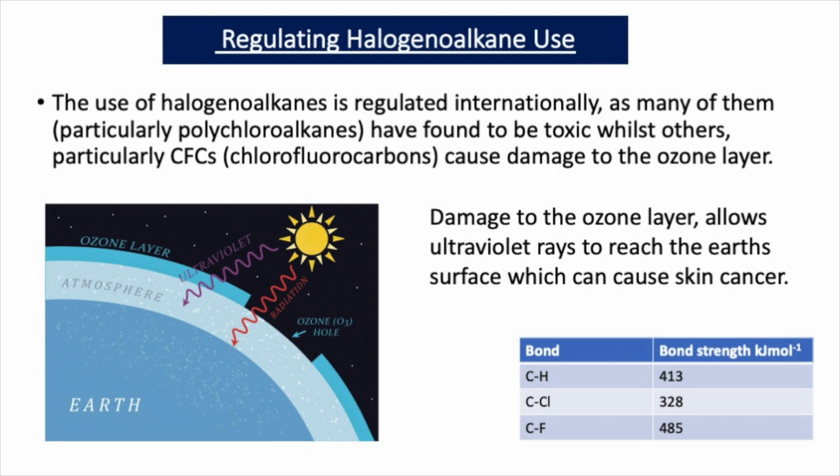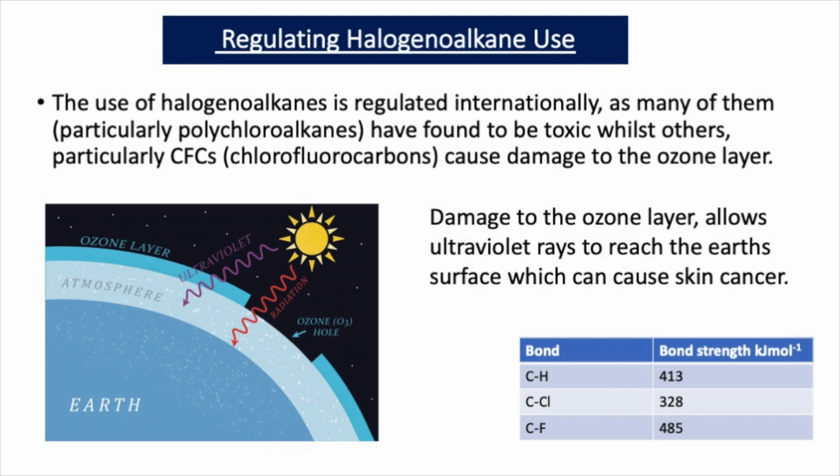And if you look at the table here of bond strengths, you can see that a carbon-chlorine bond breaks a lot easier than a carbon-hydrogen and a carbon-fluorine bond. And therefore, if CFCs come in contact with UV light, the carbon-chlorine bonds will break and they will form chlorine radicals. These chlorine radicals can break down ozone into oxygen and therefore break down the ozone layer. And this ozone layer is protecting us from the harmful UV rays.